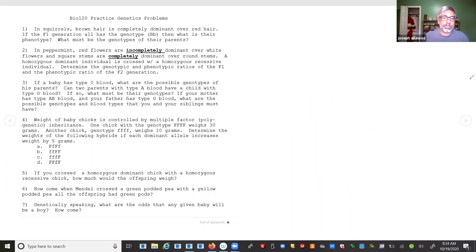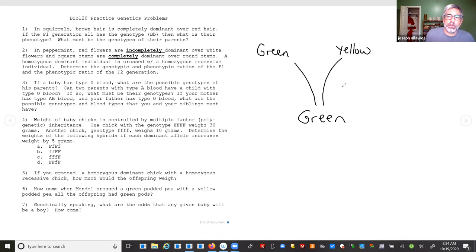Okay. How come when Mendel crossed a green podded pea with a yellow podded pea, all the offspring had green pods? Well, that's a good question. They all had green pods. This is green and this is yellow. What does this tell you? If you're crossing a green thing and a yellow thing together and everything's coming out green, it kind of tells you that you must be dealing with complete dominance, right? And that green must be completely dominant.